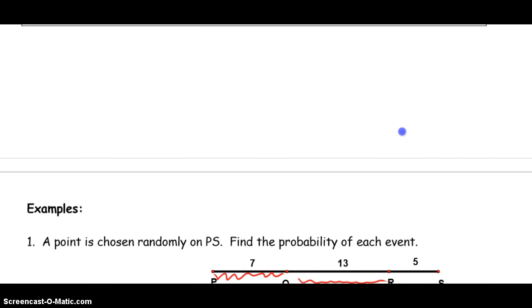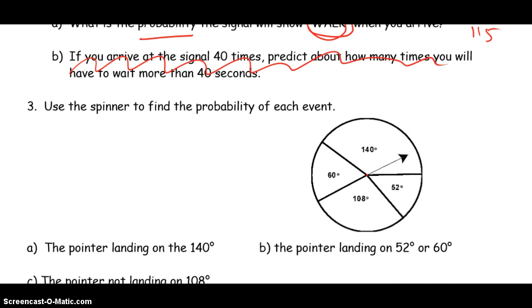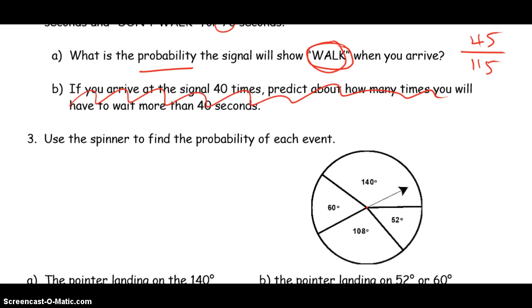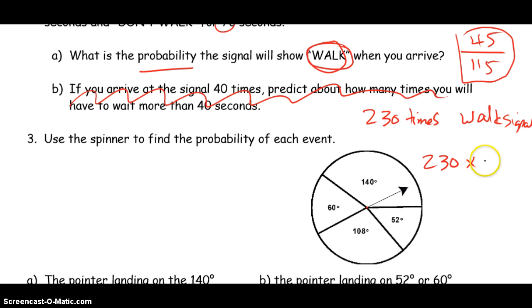So what if I asked a similar question right here? I said, if you walk up to the light signal, let's say 230 times, how many times would you expect to see the walk signal? Well, we're going to do the same thing. We're going to take the 230, which is the number of times, and multiply it by the probability of getting the desired result, which we just worked out was this. So that's 230 times 45 divided by 115. Let's see what the calculator gives us. And I got my answer to be 90 times, and that is correct.